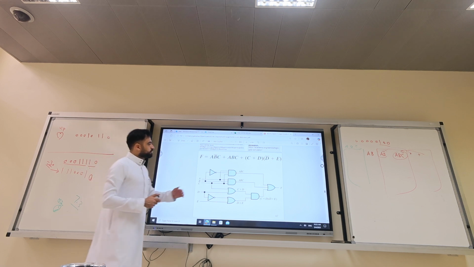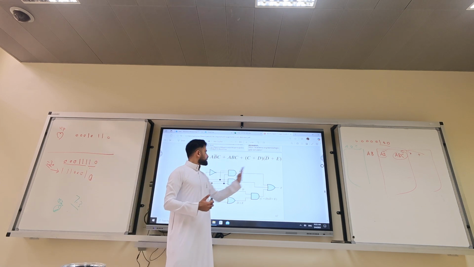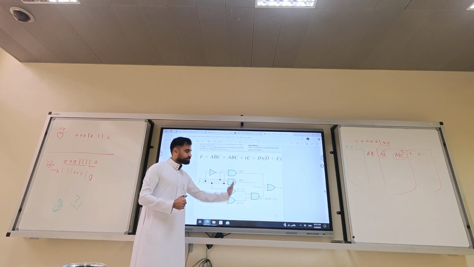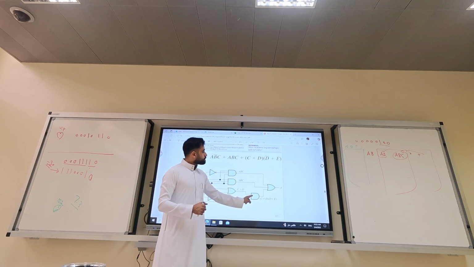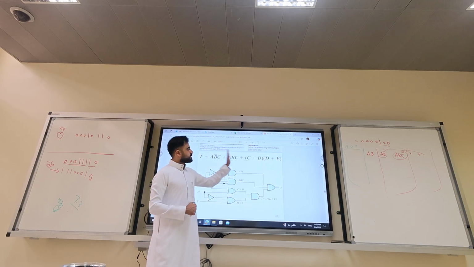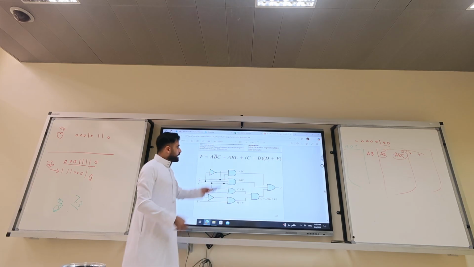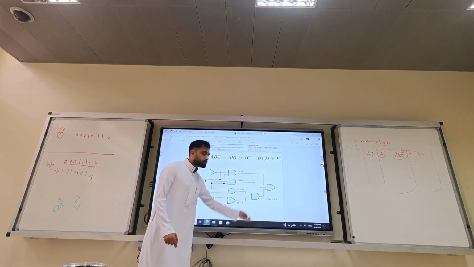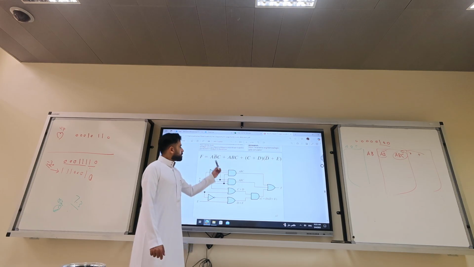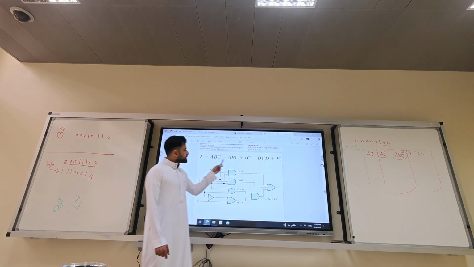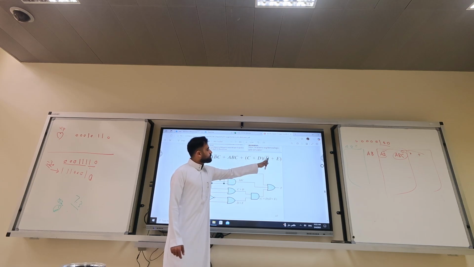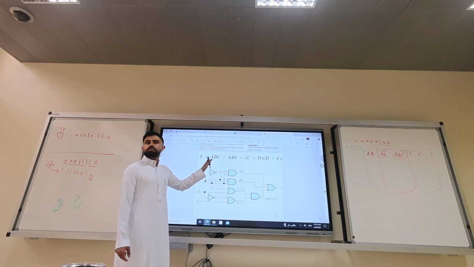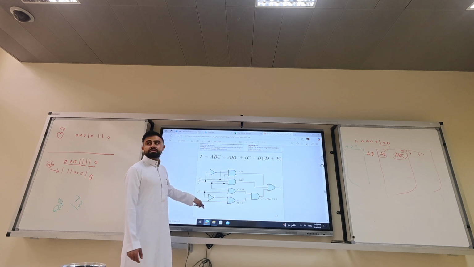So I have to have 4 gates at level 1, 2 gates at level 2, and the final gate at level 3. So how many levels do we have? 1, 2, 3. We have 4 main gates at the beginning. Those 2 are ANDed, this is level 2. Everything is ORed, this is level 3. Now I don't count the inverter. The inverting things are easy, okay?